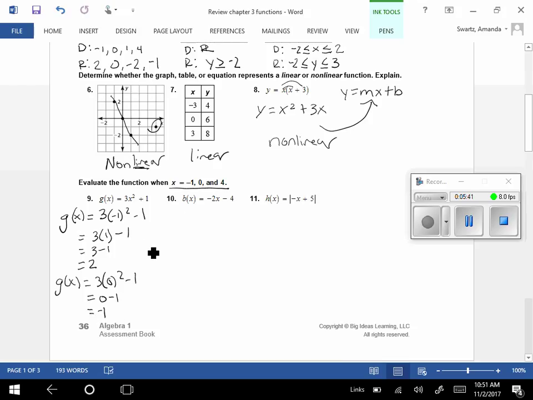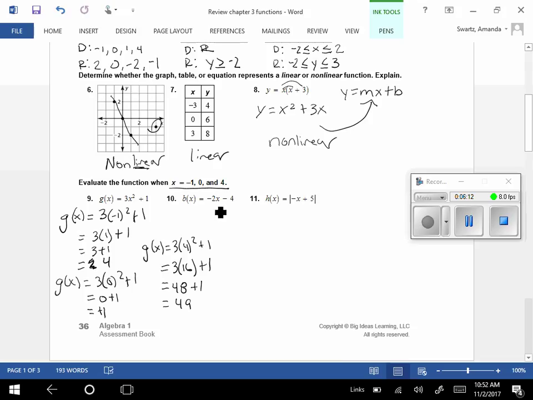And then for 4, plug in 4. And I've been doing this wrong the whole time. It should be plus. So this is 4. And this should be +1. I apologize. Alright, so we get 3 times 16 plus 1, which would give us 48 plus 1, or 49. So there's all our pieces.